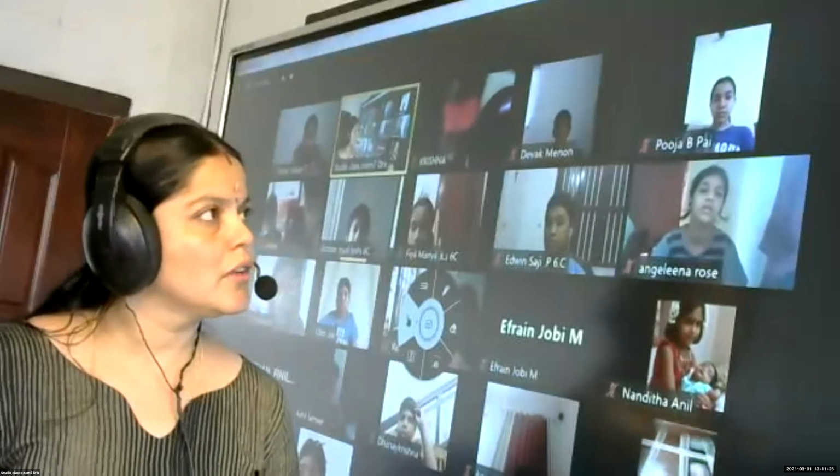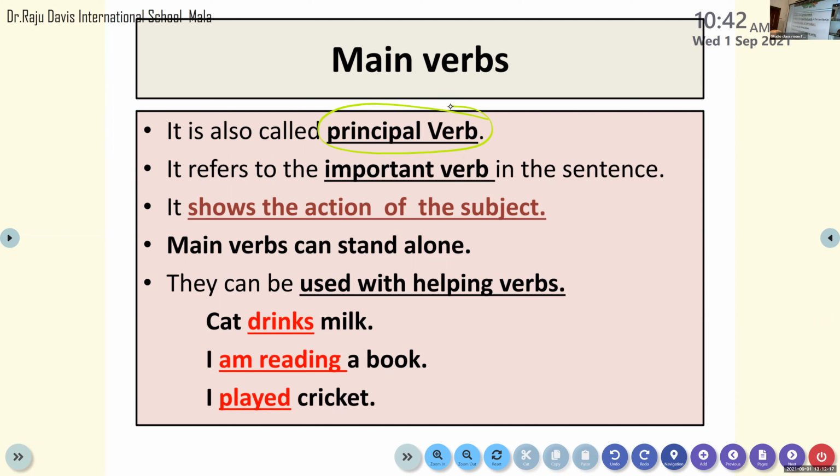So we had a small discussion about the auxiliary verbs. Let me share the screen for you children. So auxiliary verbs and main verbs, we had a small discussion in the last class. I said there is another name. You can expect a question: what is the other name given for the main verb? The main verb is also known as, or it is also called, the principal verb. Okay, it is one of the important verbs.